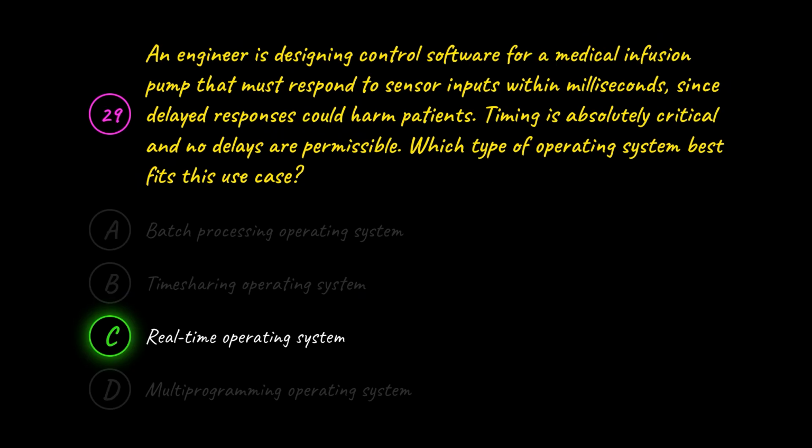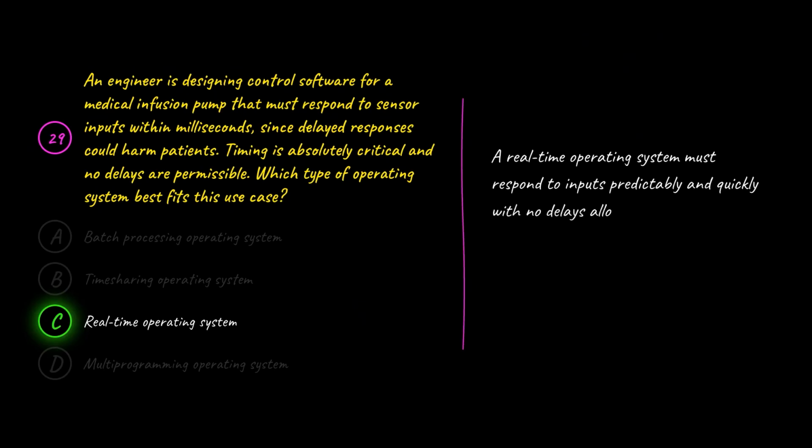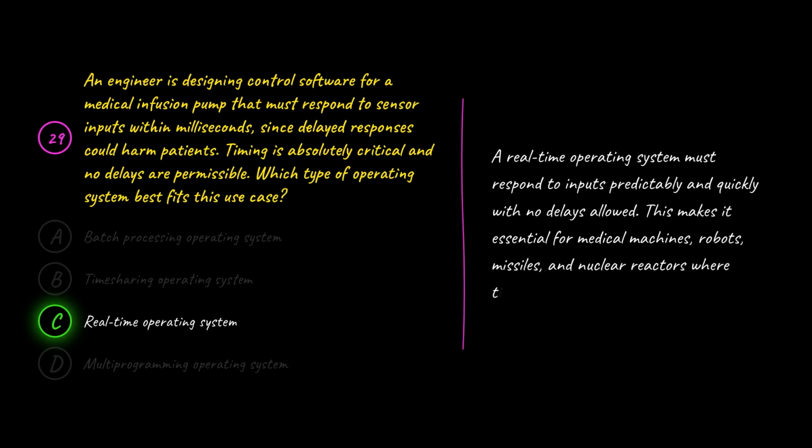The correct answer is C. Real-time operating system. C is correct because a real-time operating system must respond to inputs predictably and quickly, with no delays allowed. This makes it essential for medical machines, robots, missiles, and nuclear reactors where timing is critical for safety.